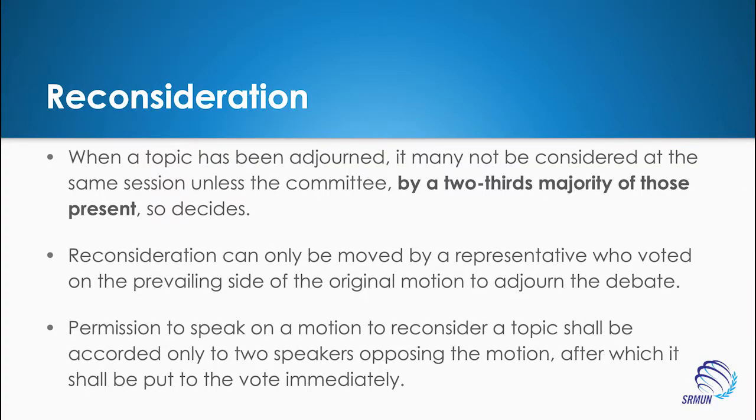Reconsideration, as I mentioned earlier when I was talking about adjournment of debate, that is to untable the topic essentially. And so we're going to reopen a debate on an earlier issue that was addressed. And for that, you'll just need 2 against and a 2/3 majority. And again, in order to be able to actually motion for a reconsideration of a topic, you have to have been someone who voted in favor of tabling it in the first place.